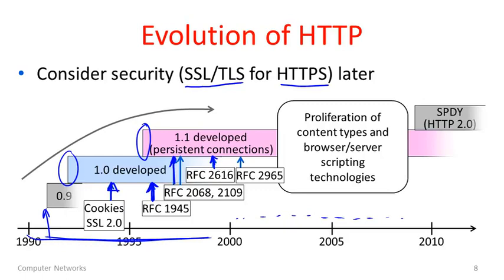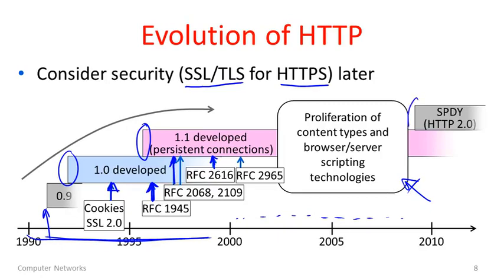Actually, this other bubble in here says that there has been a huge proliferation of many different types of content, different media types, different browser and server scripting technologies. But these technologies have had only a minimal impact on HTTP. So it's stayed fairly stable for quite a while. The implementations in browsers, really, it's the deployment of the HTTP 1.1 features, which have happened increasingly over this period.